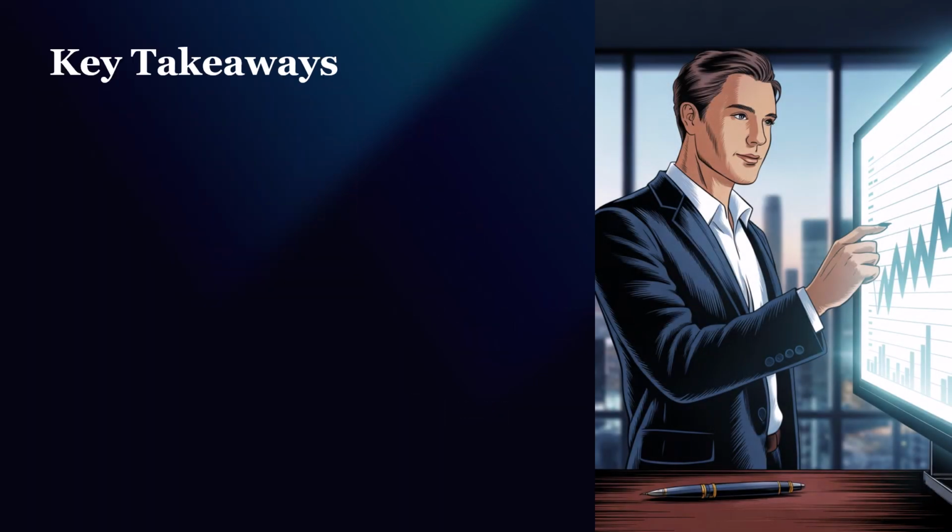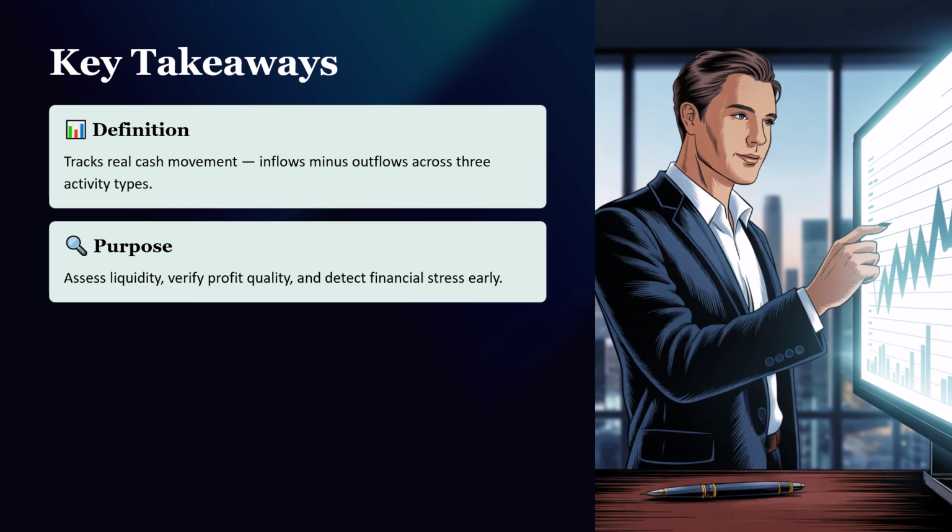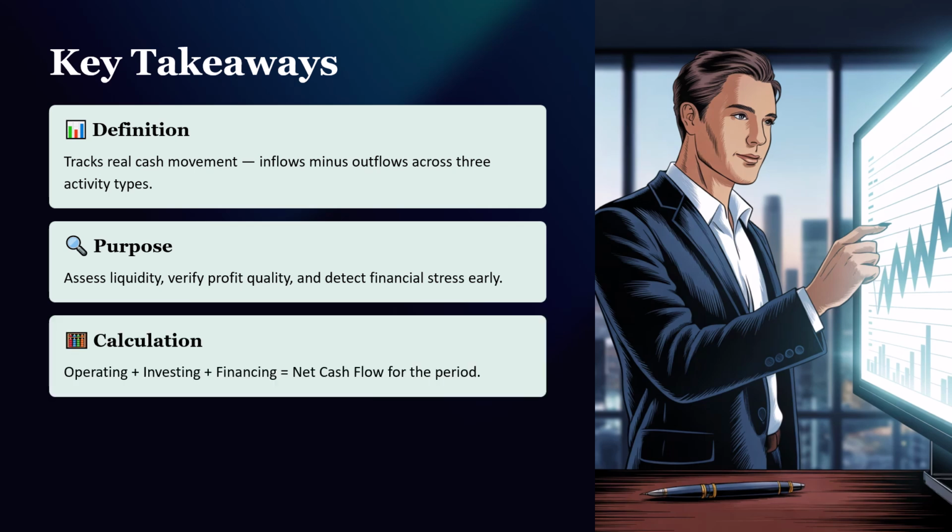Let's recap and take the key takeaways. What is the definition? Track real cash movement: inflow minus outflow across three activity types. Purpose: assess liquidity, verify profit quality, and detect financial stress early. Calculation: operating plus investment plus financing equals net cash flow for the period.